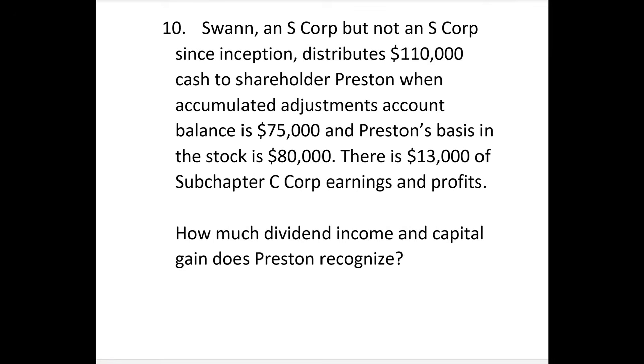Number 10, Swan, an S Corp, but not an S Corp since inception, distributes $110,000 cash to shareholder Preston when accumulated adjustments account balance is $75,000 and Preston's basis in the stock is $80,000. And there's $13,000 of subchapter C Corp earnings and profits. What do they want to know? How much dividend income and capital gain does Preston recognize?